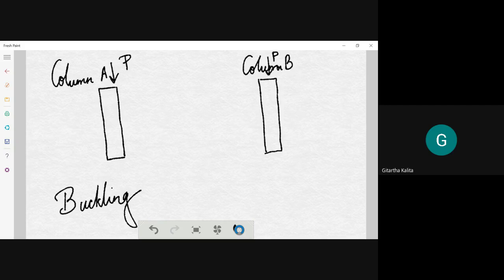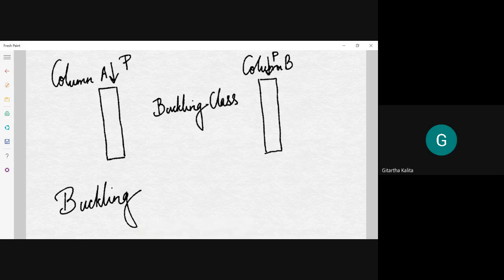So when we give a load P to column A and the same load P to column B, but the columns are different, then the buckling will also be different. Column A will bend in one way, column B in another. How to determine in which way they will bend? For that, the columns are classified into some groups, and the groups are called buckling class.